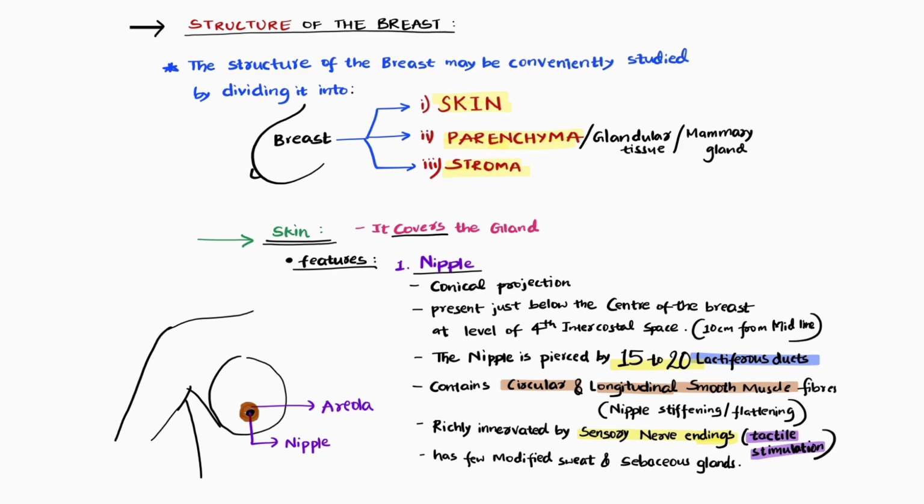Here the interesting fact is that the nipple has smooth muscle fibers, circular and longitudinal, which can make the nipple stiff or flatten it respectively when there is stimulation. As I just said, stimulation: it is richly innervated by sensory nerve endings for tactile stimulation, and of course the nipple has a few modified sweat and sebaceous glands.